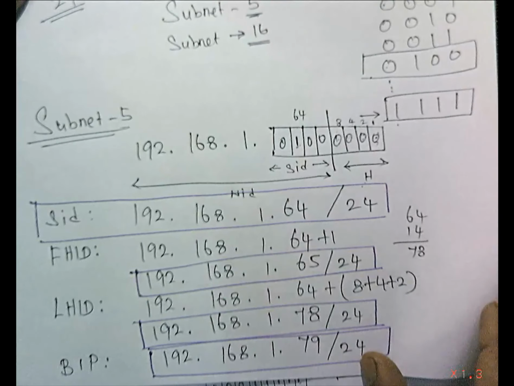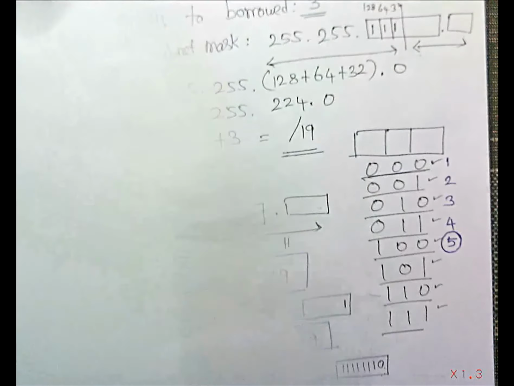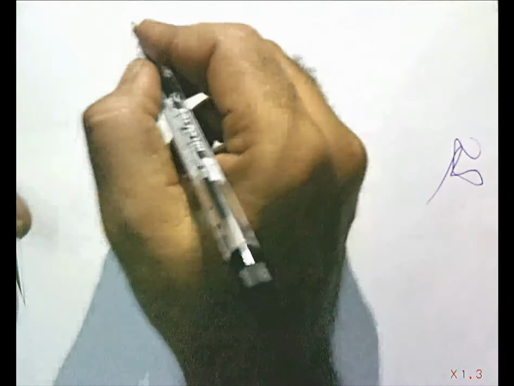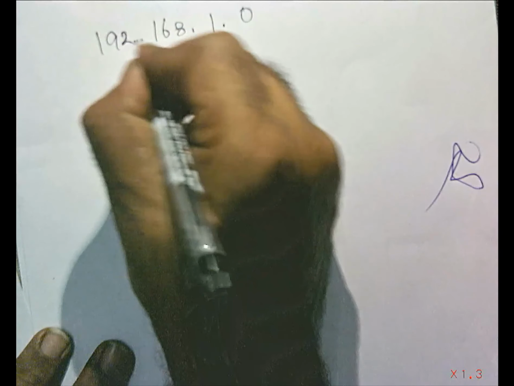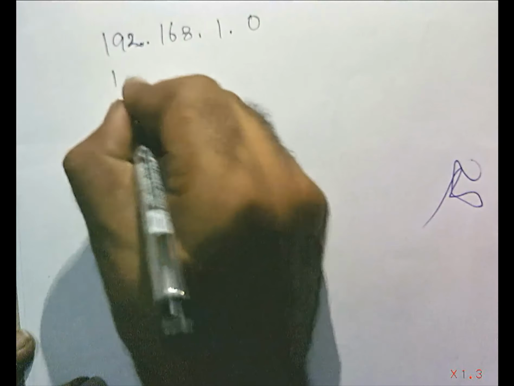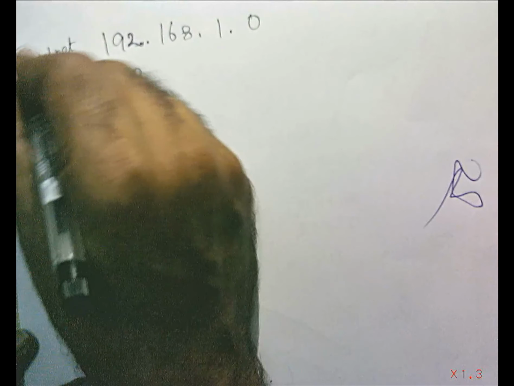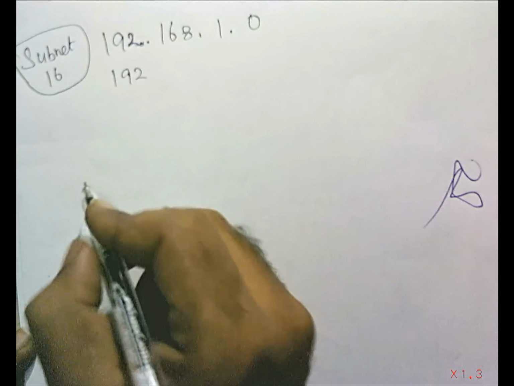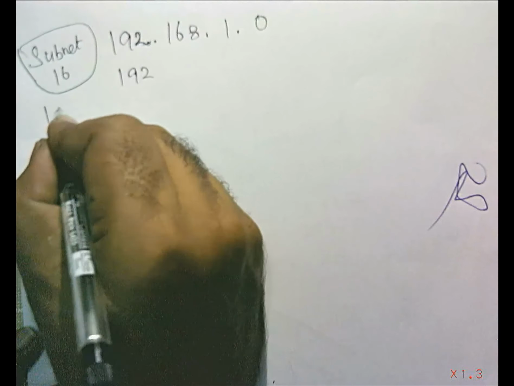last subnet, that means the 16th subnet. So how to calculate for the 16th subnet? I'm going for the 16th subnet, so I'm going to solve it now. So the IP address, that means the network ID given here is 192.168.1.0. We borrowed 4 bits here, in the last octet. So I'm writing here, this is subnet 16, the 16th subnet we are going to use. So what is the subnet ID? 1111, this is going to be your subnet ID.